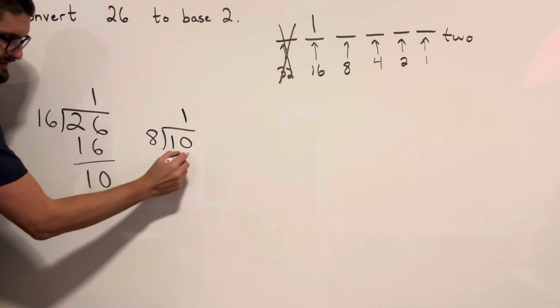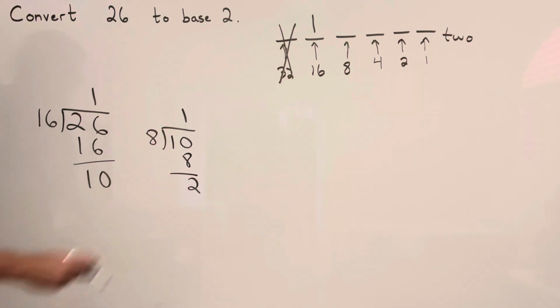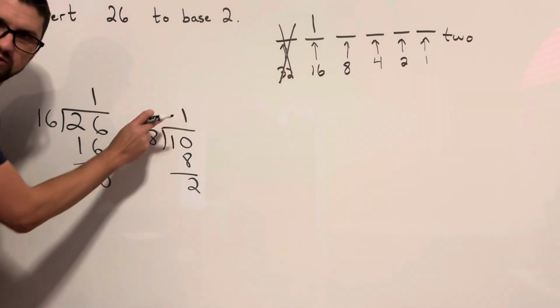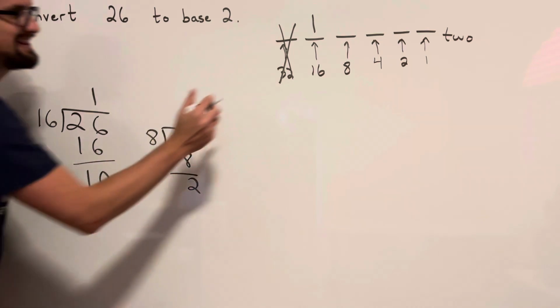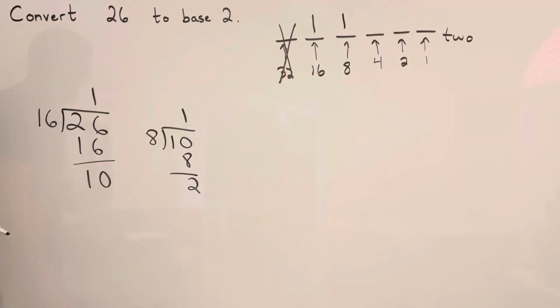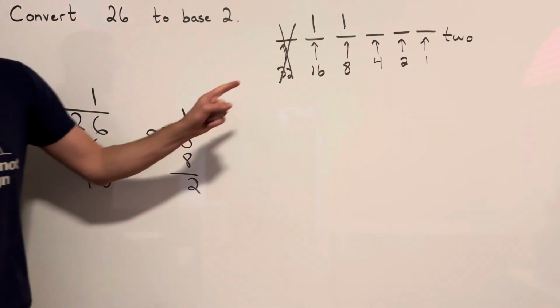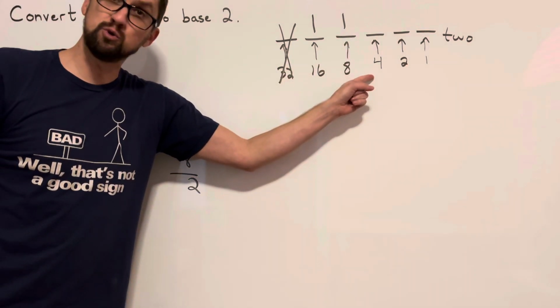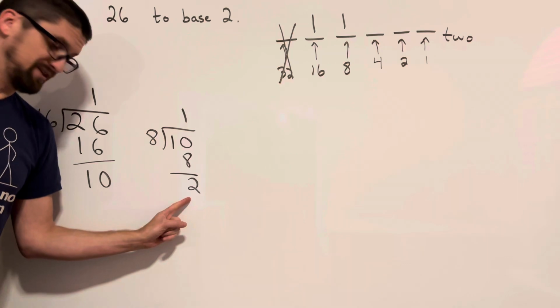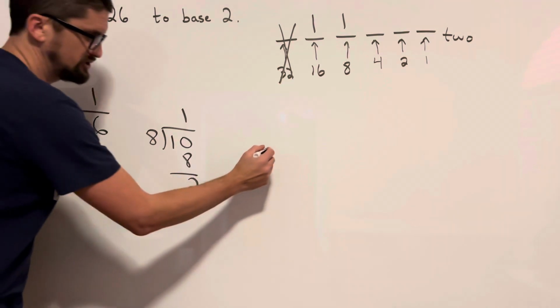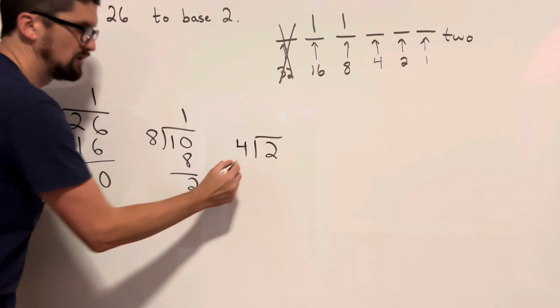And there's 1 8 in 10 with 2 left over. So since there's 1 group of 8 in 10, that 1 is going to go in that spot. And then take your remainder. We have 2 left over. Next is to fill in how many groups of 4 you have with the remainder. So we're going to take 2 and divide by 4.